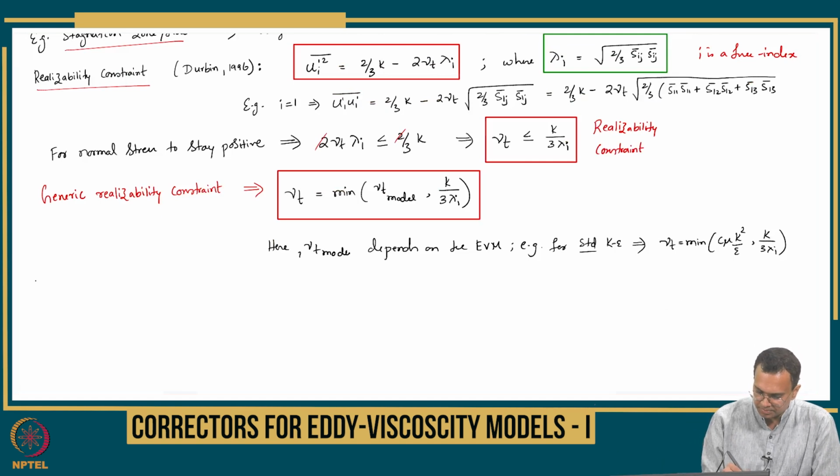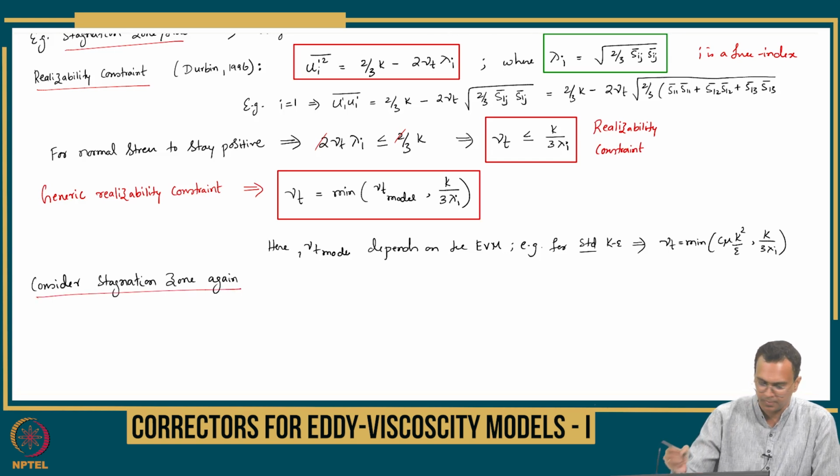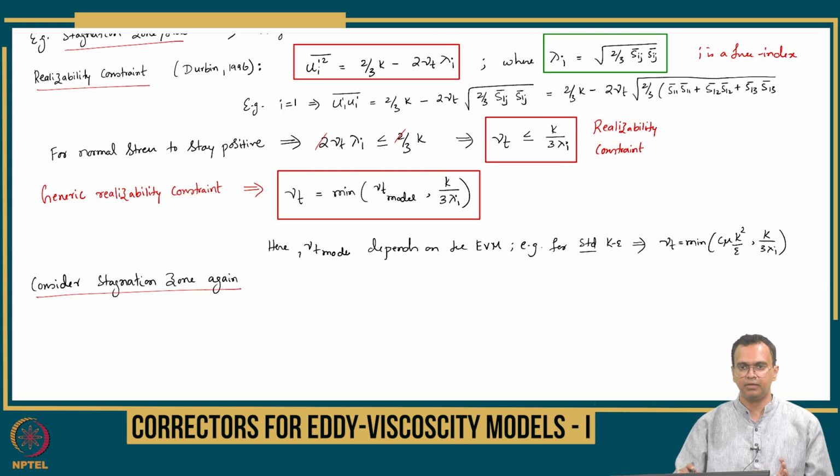So again, let's consider the stagnation zone. In every stagnation zone or stagnation flow, you will have in that local zone, as we already saw, large irrotational strain, right? And that means these irrotational strains are much larger than rotational strain components. In addition to that, we will also have a local isotropy in these stagnation zones, okay?